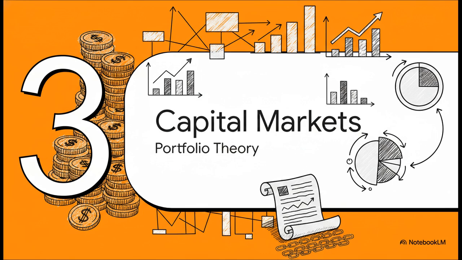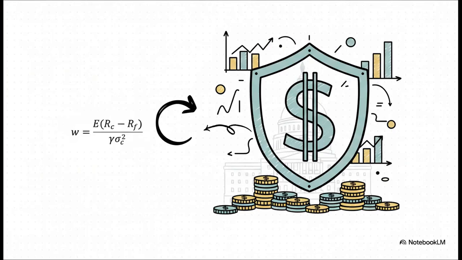That brings us to Section 3, capital markets and portfolio theory. So we know central banks hold dollars for trade, but why do they stubbornly hold trillions specifically in U.S. debt? Well, it's all in the deep structure of capital markets.